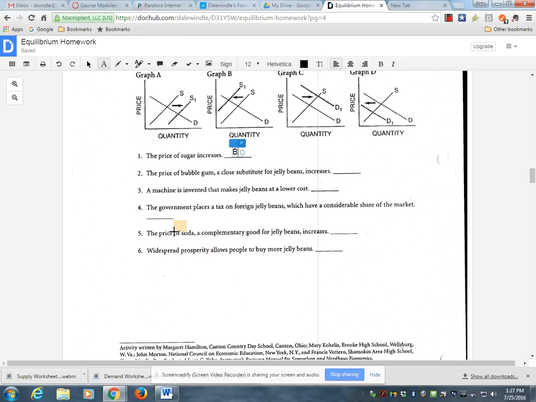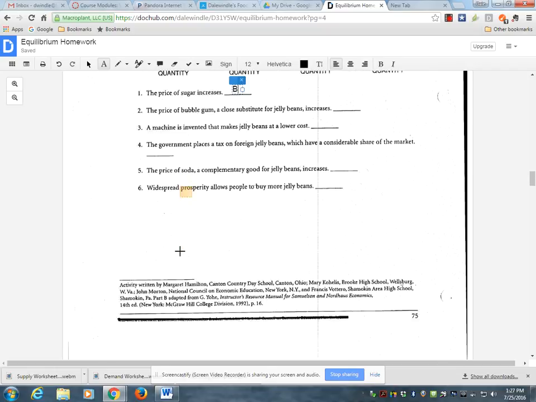And this is a good sheet to go back to and study. You'll note that when supply changes, price and quantity do opposite things. And when demand changes, price and quantity will change together in the same direction as demand.